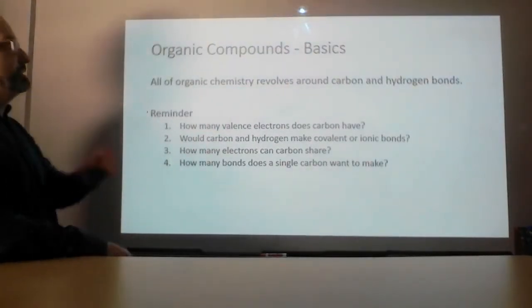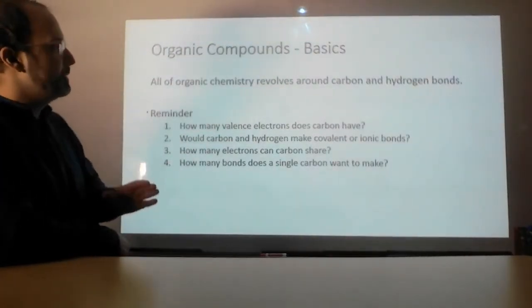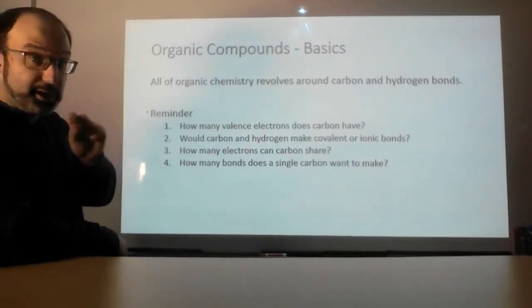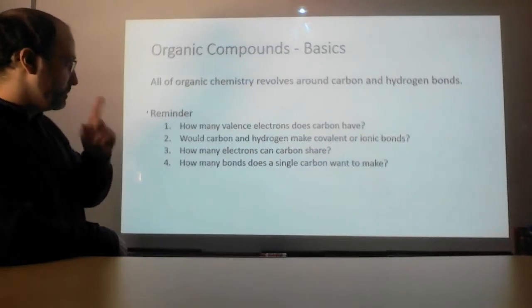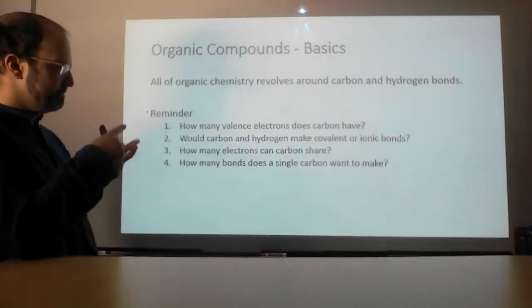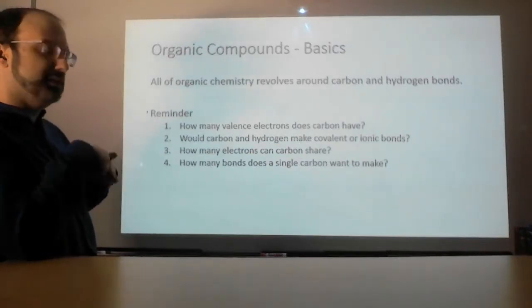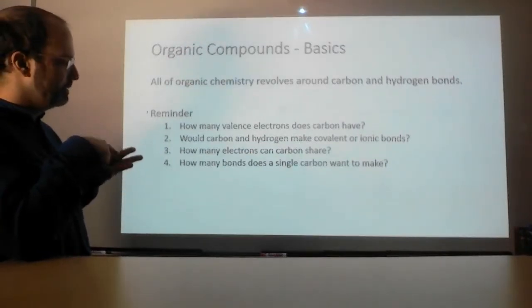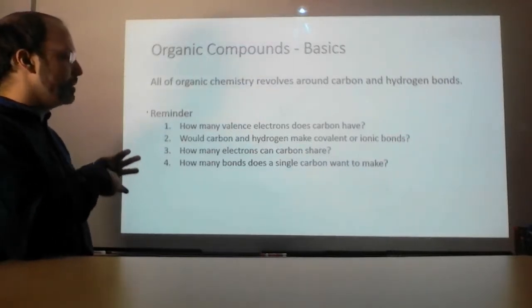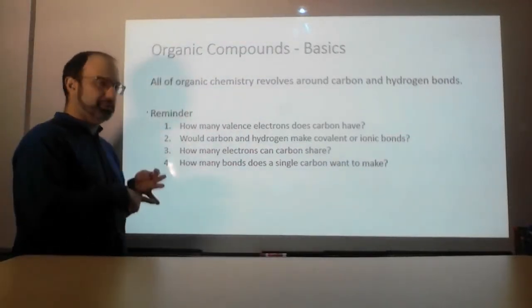So, the basics of organic compounds. All organic compounds, chemistry revolves around carbon and hydrogen bonds. Okay, we covered that. So we got to understand carbon-hydrogen bonds before we can get anywhere. So, reminder, how many valence electrons does carbon have? Would carbon and hydrogen make a covalent or an ionic bond? How many electrons can carbon share? And how many bonds does a single carbon want to make?